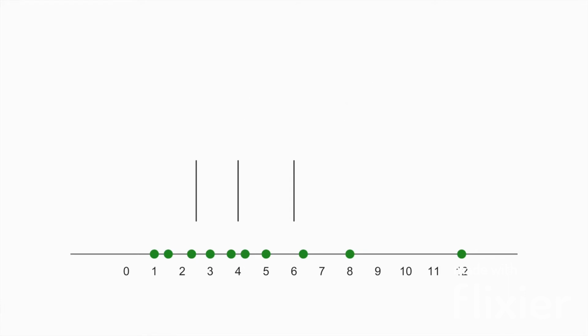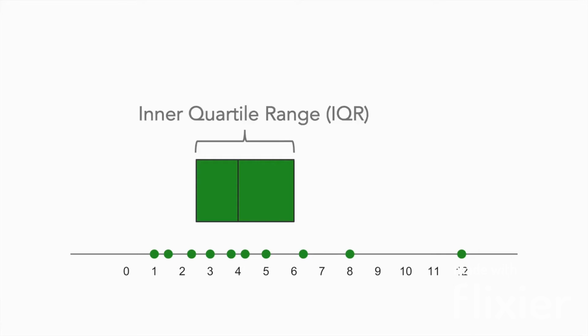Once you have these 3 lines, all that's left to do to construct the box portion is just to connect the lines. And we usually fill this in with a color. That's it, that's the box part. The other part of this graph represents something called the whiskers. So to build the whiskers, I actually start by measuring the interquartile range.